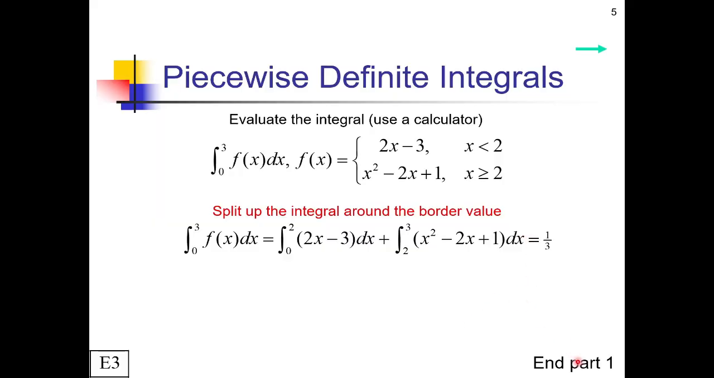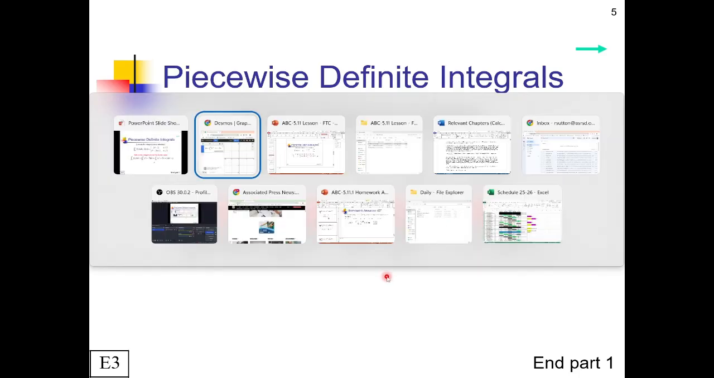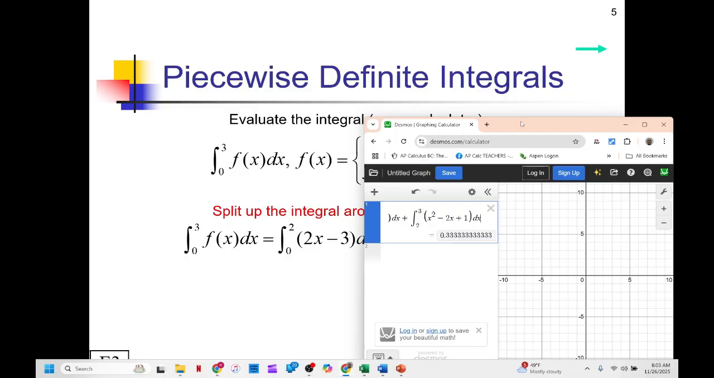So this will conclude part 1 in just a moment. Before we truly conclude part 1, though, I did want to show you, if you are able to use a calculator, you actually can set up a piecewise function in the calculator too. So feel free to stick around to see how I do that.